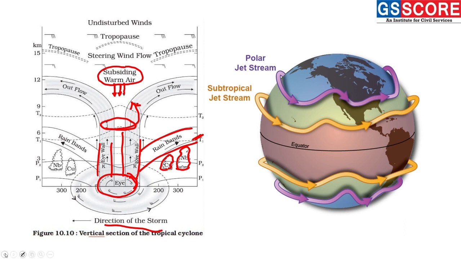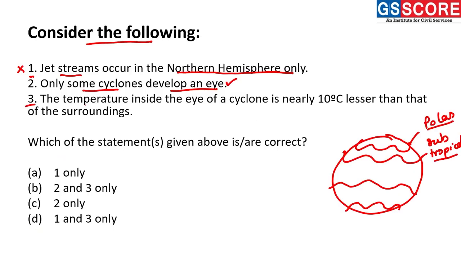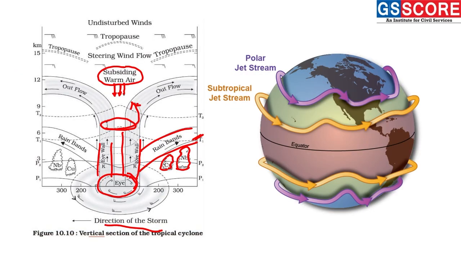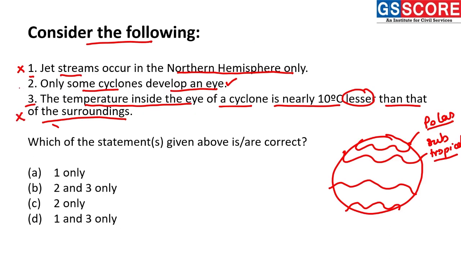So from here we can assess our third statement: the temperature inside the eye of a cyclone is nearly 10 degrees lesser than that of the surroundings. What do you say about this? Is it lesser or is it warmer? Basically, it is warmer. We can assess this through this diagram also, where the subsiding of warm air is taking place inside the eye. Therefore, this eye region becomes almost 10 degrees warmer than its surrounding area. Therefore, statement 3 is incorrect and statement 2 is correct. Thus, the answer for this question is C, that is 2 only.